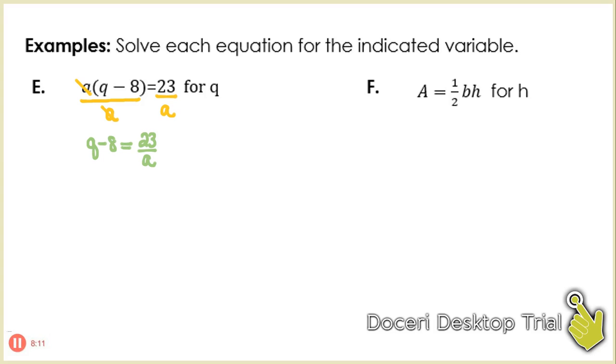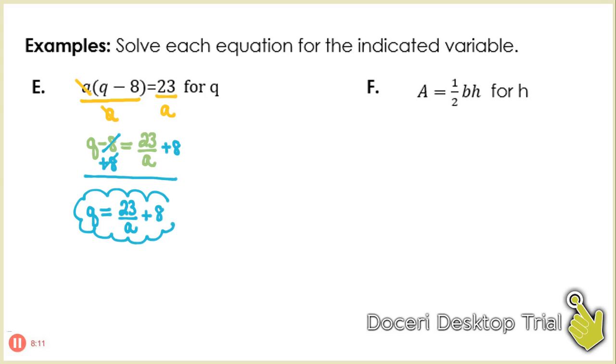And then you'll notice the Q is connected to 8 by subtraction, and the opposite of subtraction would be addition. So we're going to add 8 to both sides. And we end up with Q, so now Q is by itself, equals 23 over A plus 8. Or you could do 8 plus 23 over A.